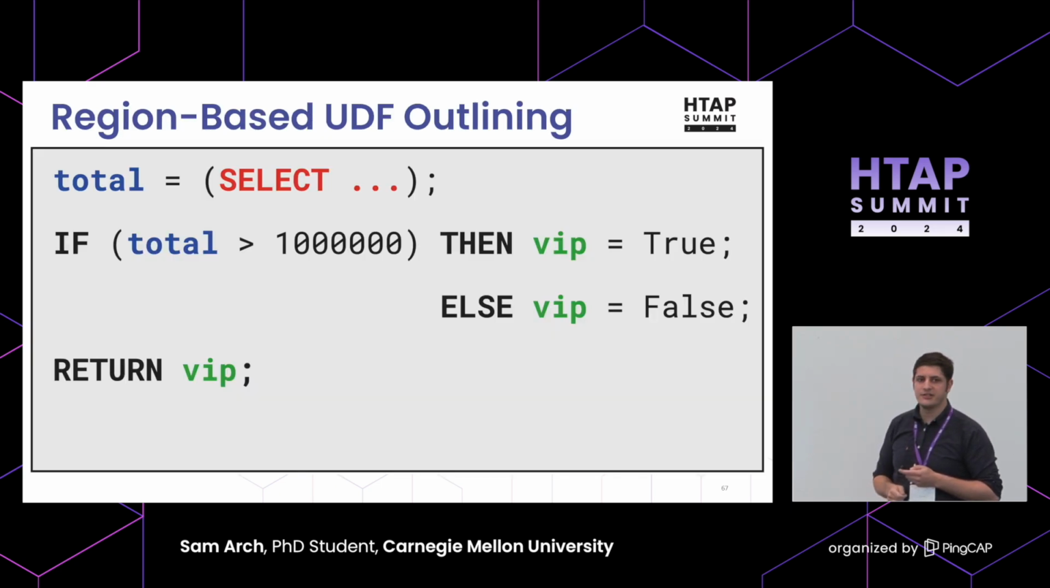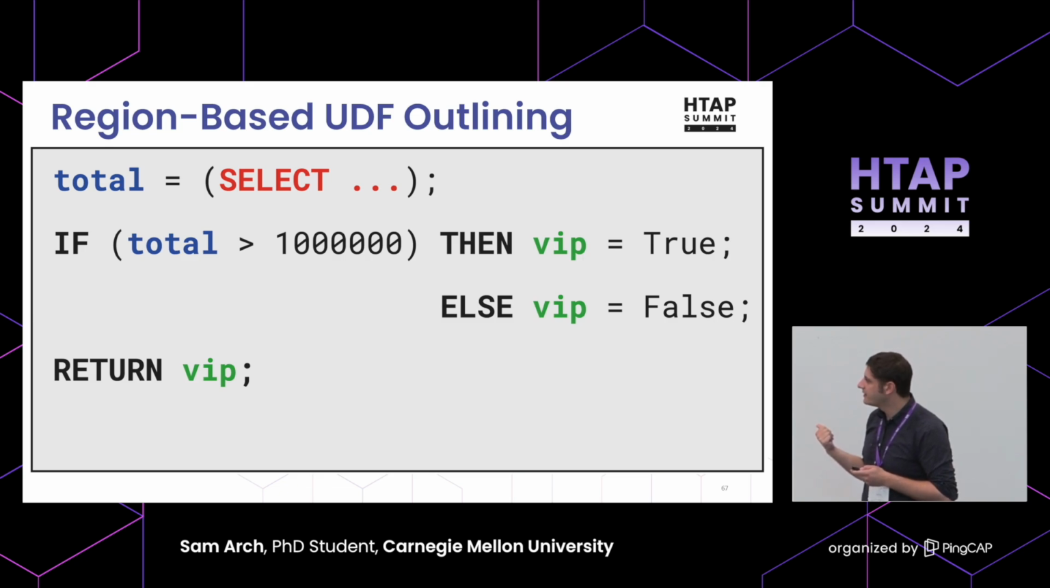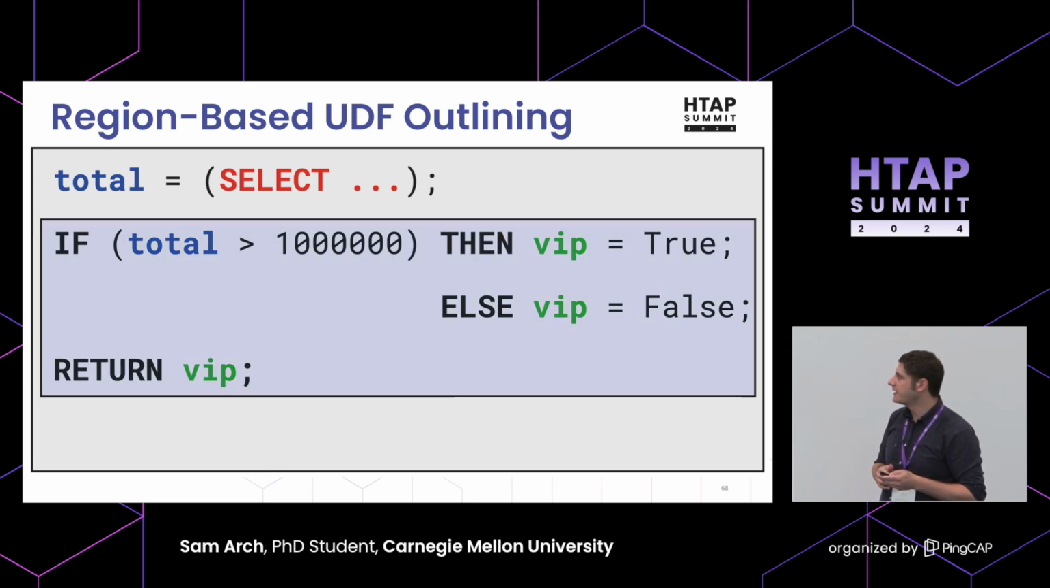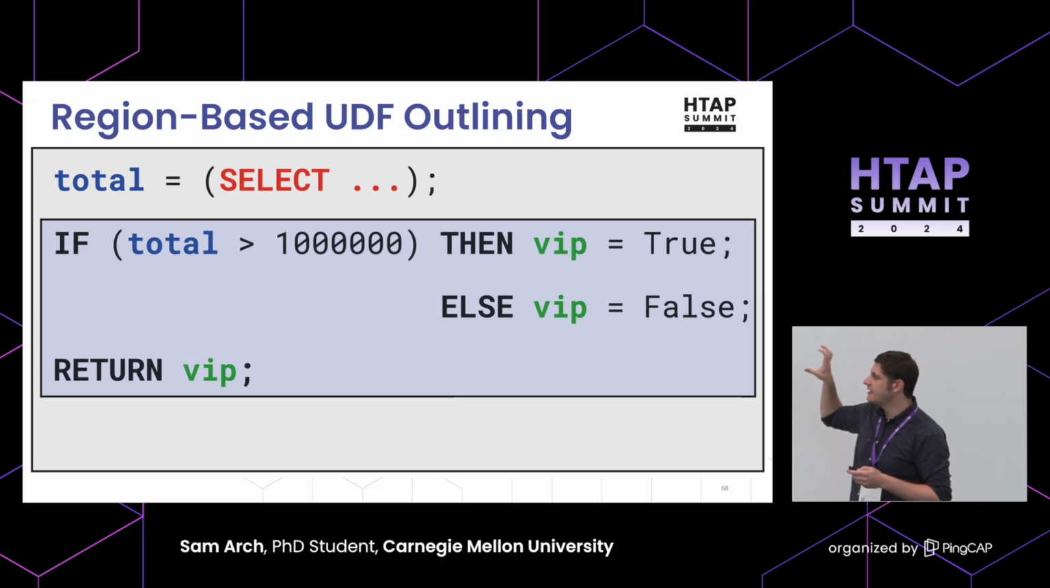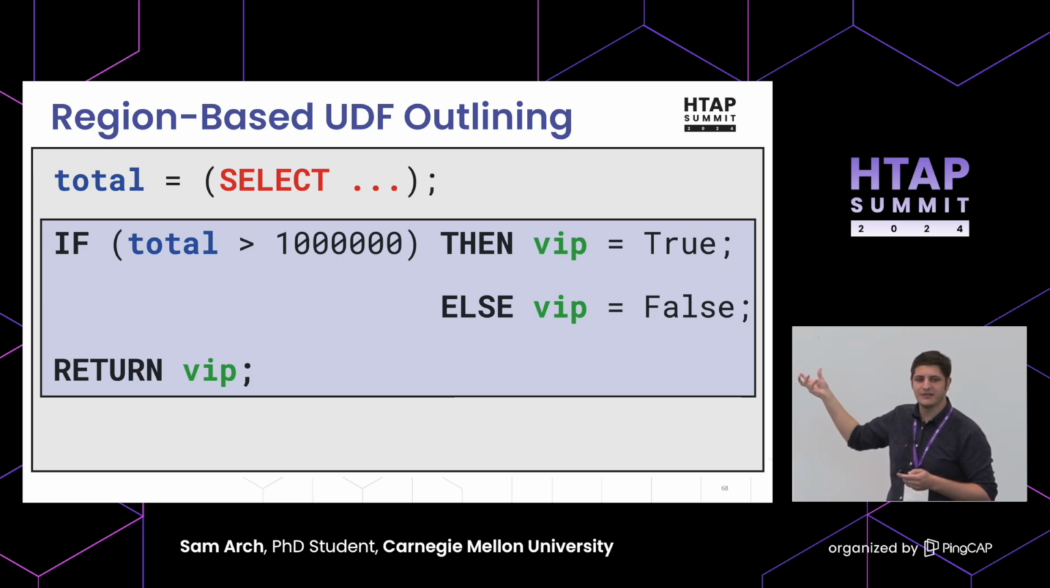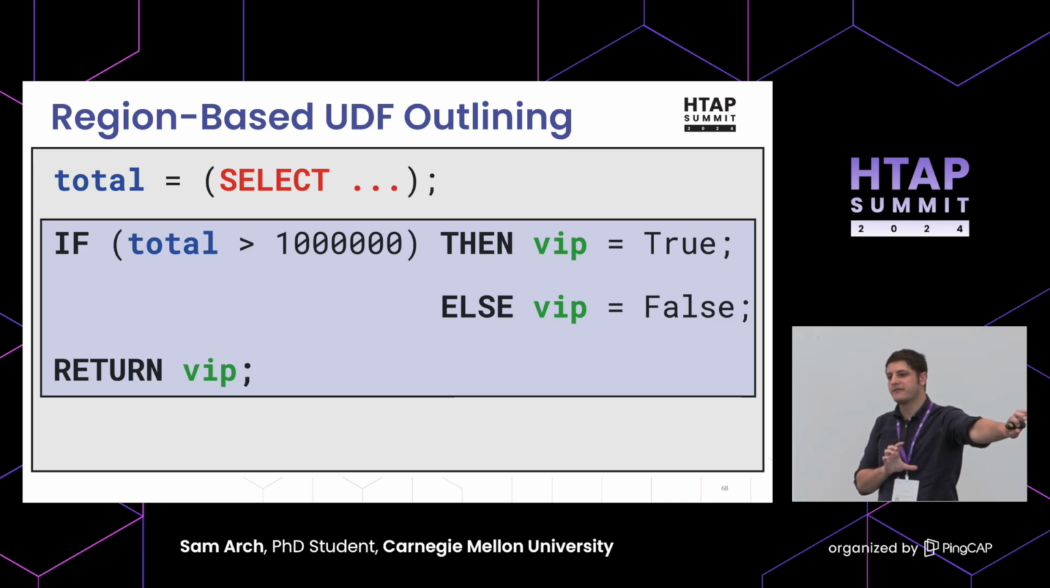So the first optimization, which is the most important, is region-based UDF outlining. The idea is we want to get rid of, or outline, the code that's irrelevant to the query optimizer. What we can do is observe that this block of code, ignoring the select, is the block of code that we really don't care about exposing to the optimizer. So we want to extract it out into its own function, or sort of leave it as a UDF call, so it's hidden from the query optimizer.